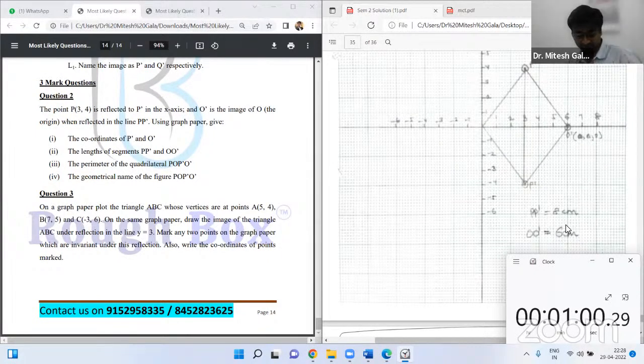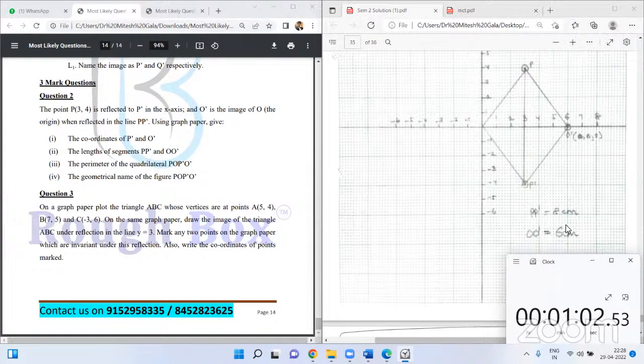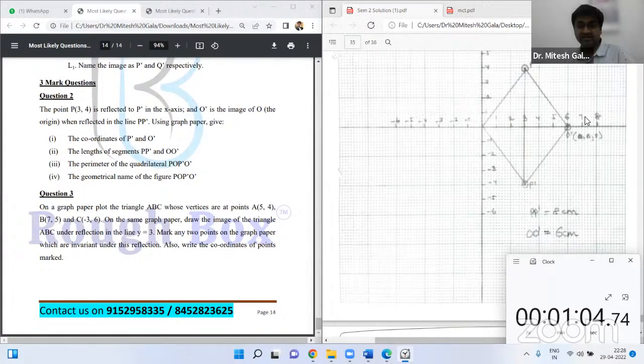Sir, when is it considered a square? When all sides are equal and all angles of the quadrilateral are also 90.